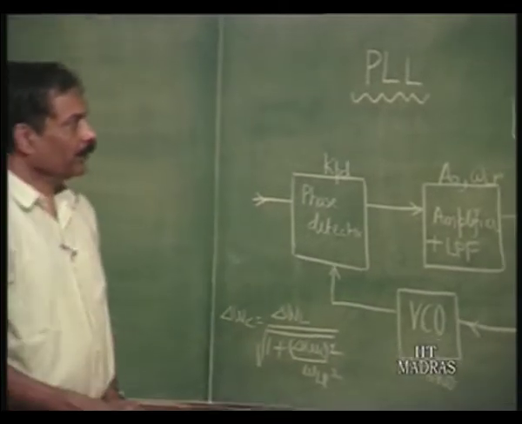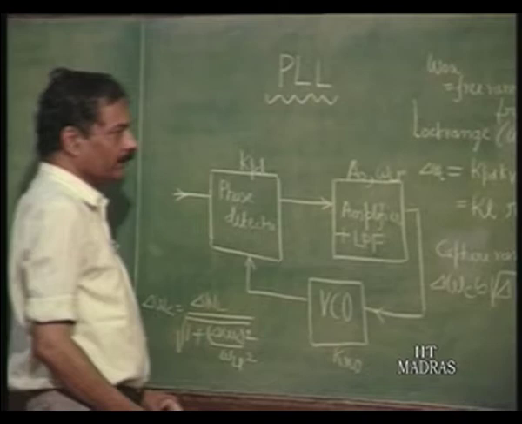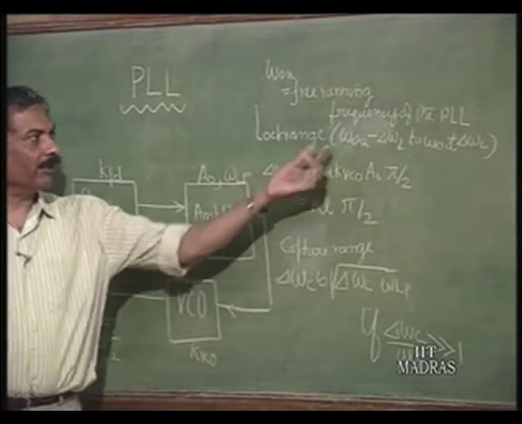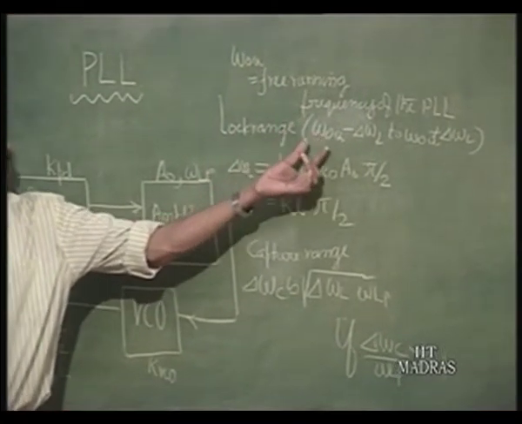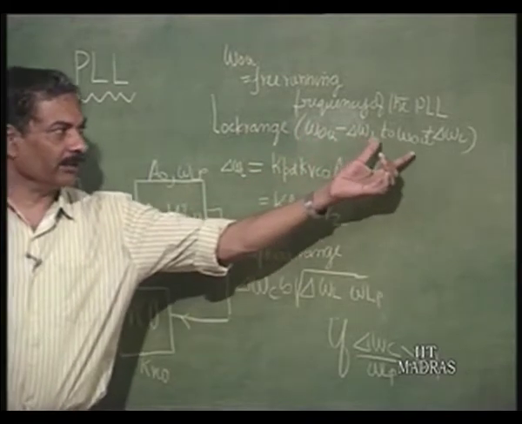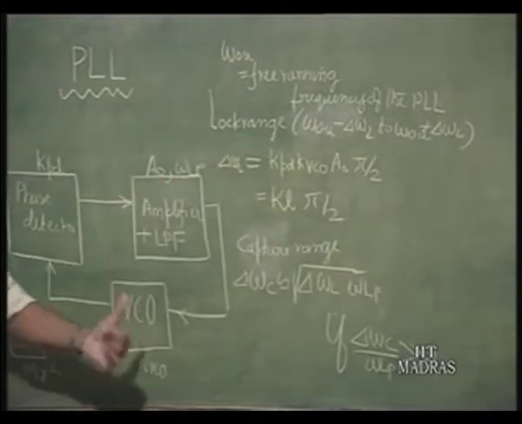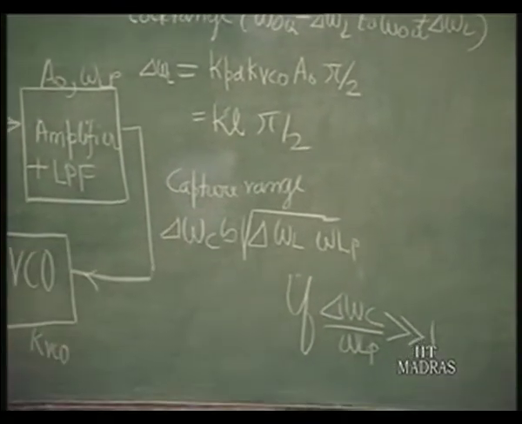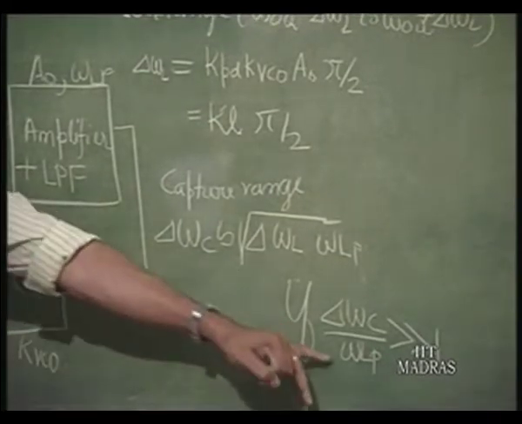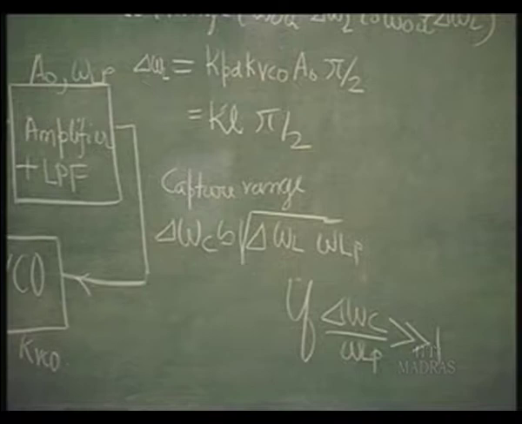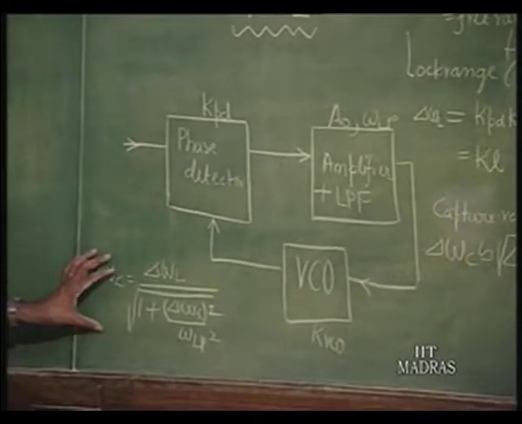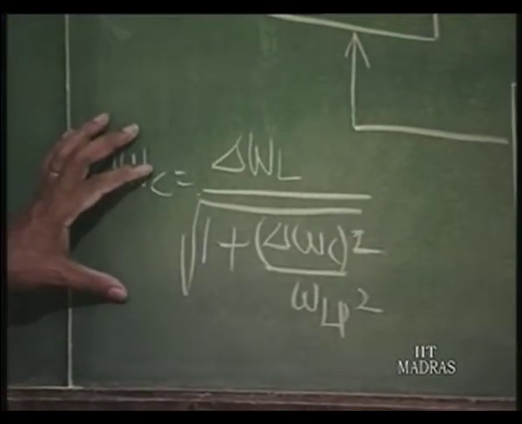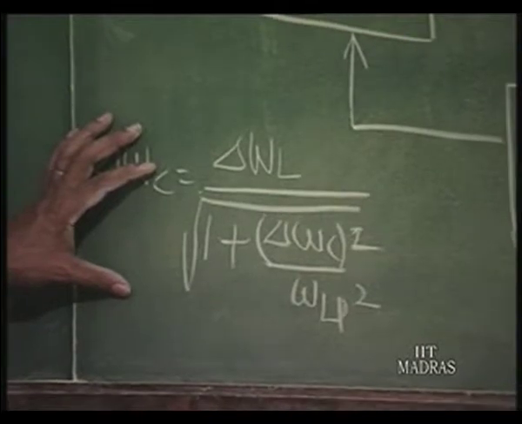So, we have understood what lock range in PLL is, that is nothing but the DC loop gain into pi by 2, delta omega L, omega naught q being the free running frequency of the PLL. Omega naught q minus delta omega L to omega naught q plus delta omega L is the lock range. Then capture range delta omega c is approximated as root of delta omega L into omega LP if delta omega c by omega LP is much greater than 1. Otherwise, it is to be evaluated from the quadratic equation here, and the capture range is again omega naught q minus delta omega c to omega naught q plus delta omega c.